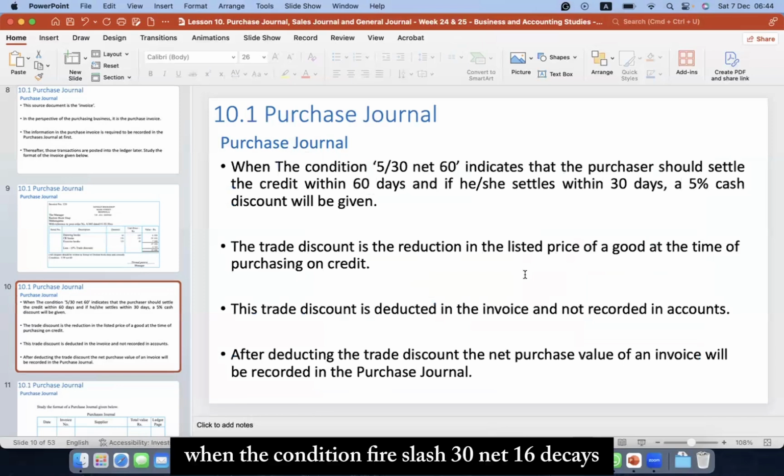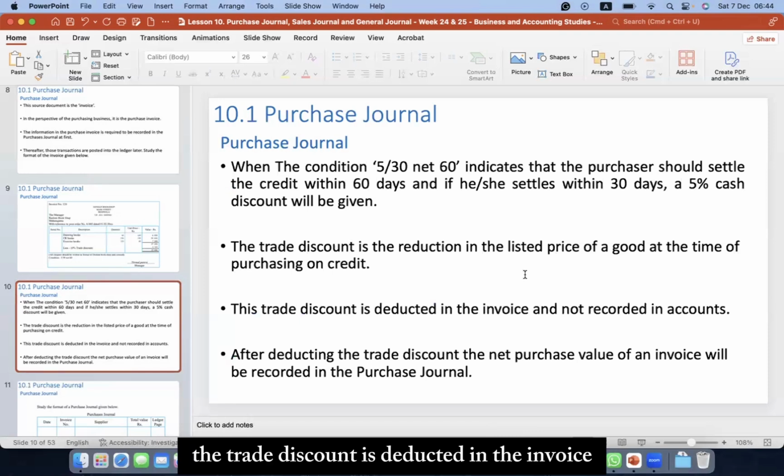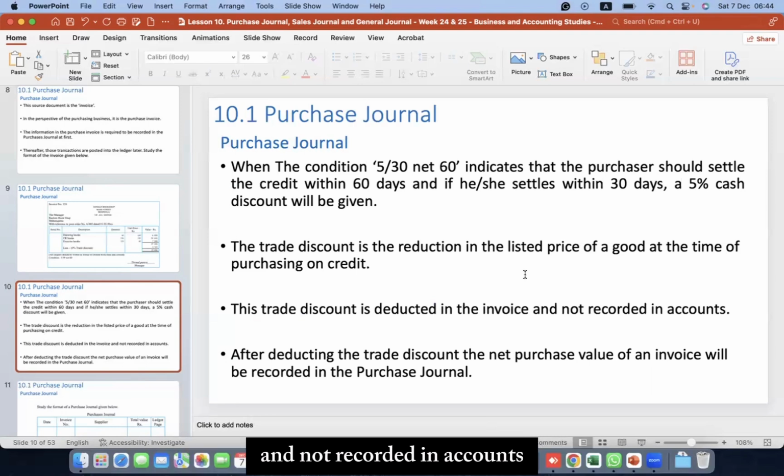Okay, the condition 5/30 net 60 indicates that the purchaser should settle the credit within 60 days, and if she settles within 30 days, a 5% cash discount will be given. Okay, the trade discount is the reduction in listed price of goods at the time of purchase on credit. The trade discount is deducted in the invoice and not recorded in accounts. As I said, it's deducted in the invoice, but it's not recorded in accounts. Okay. After deducting the trade discount, the net purchase value of an invoice will be recorded in the purchaser's journal.